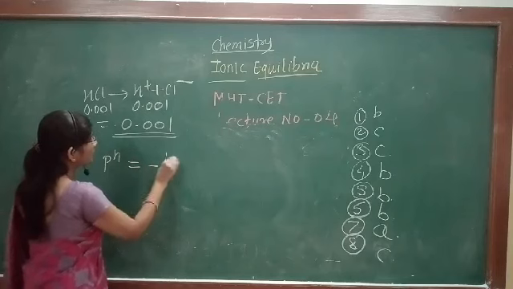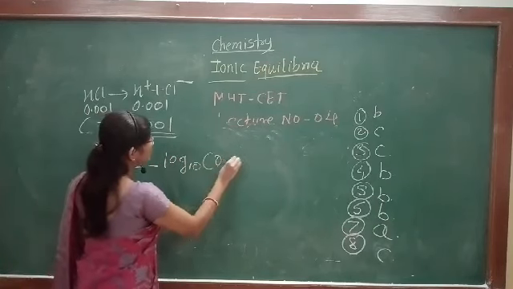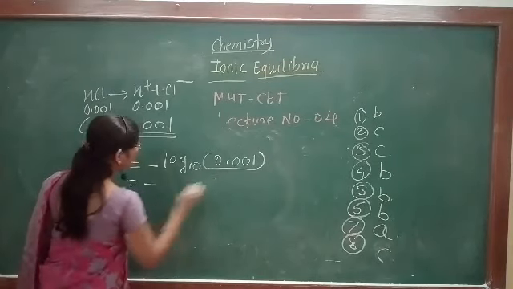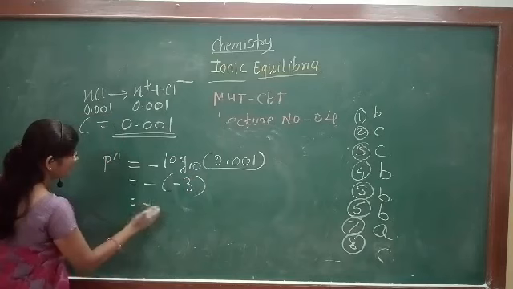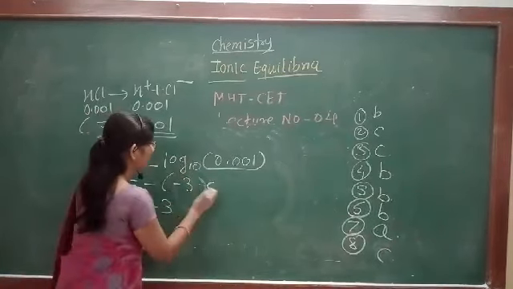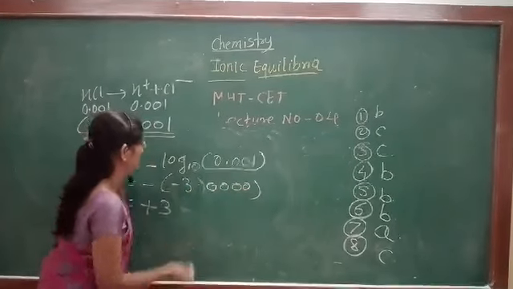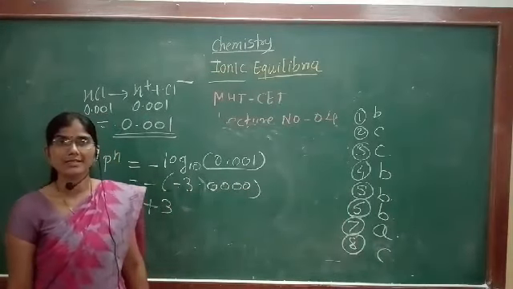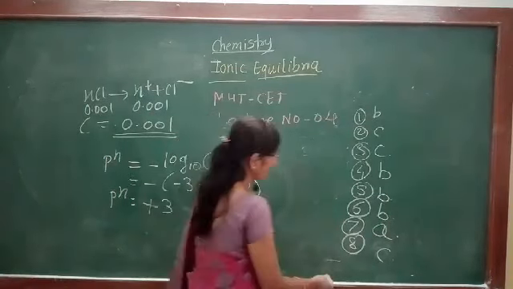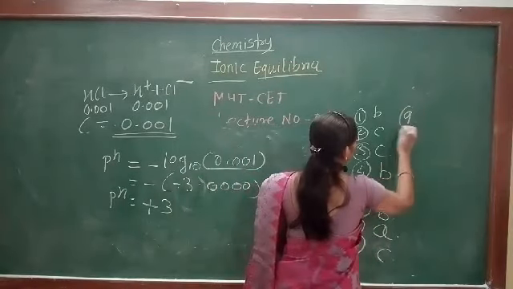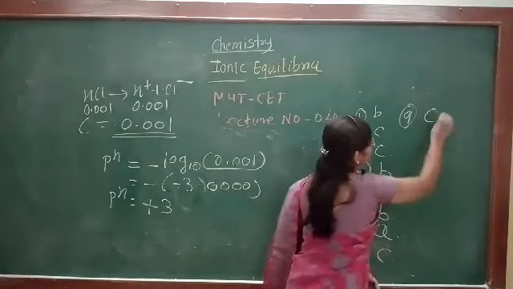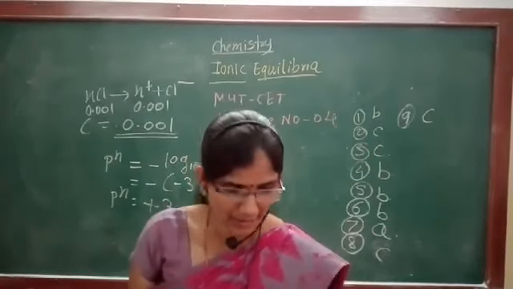Therefore, pH is equal to negative log to the base 10 of 0.001, which is equal to negative, the log of the term is 3, which is equal to 3. This is very simple. For a millimolar, the pH of the solution is 3, and therefore the answer of the 9th number question is option C. Option C is correct for that number.